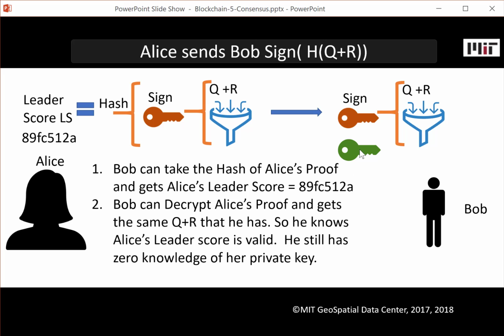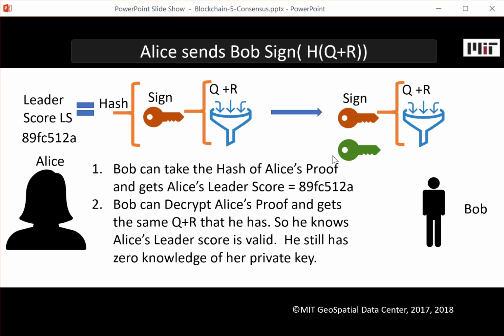But furthermore, he can decrypt the signed version and retrieve Q plus R, which he already knew. And so he knows that Alice hasn't cheated because he gets the same hash of Q plus R that he did. So Alice's hash of Q plus R is the same as his, so she didn't cheat. And he knows Alice signed with the private key because he can decrypt. So this is a zero knowledge proof. Alice has proved to Bob her status without revealing her private key.